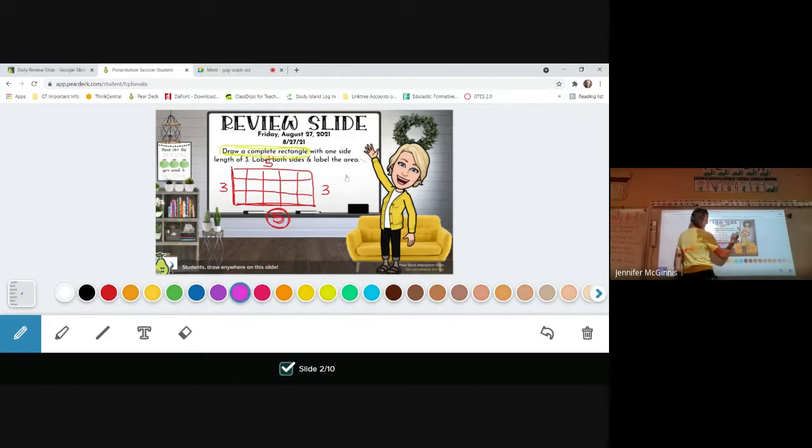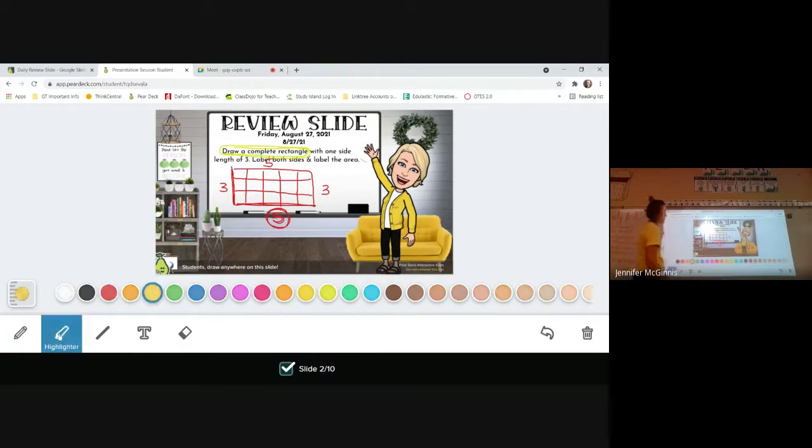Can I draw something that looks like this? No, because we're missing this piece here, correct? It has to be a complete rectangle. So, Jaden, you're going to lead us, right? We're going to count together. Jaden, we're going to start counting. Go. 2, 3, 4, 5, 6, 7, 8, 9, 10, 11, 12, 13, 14, 15.